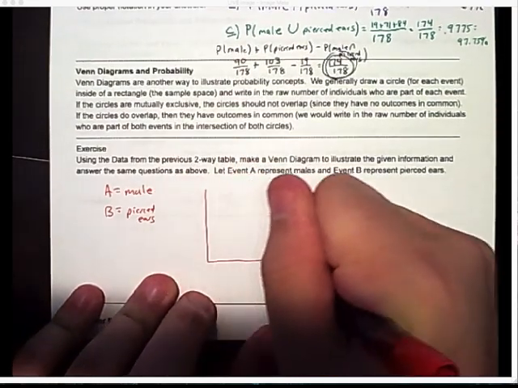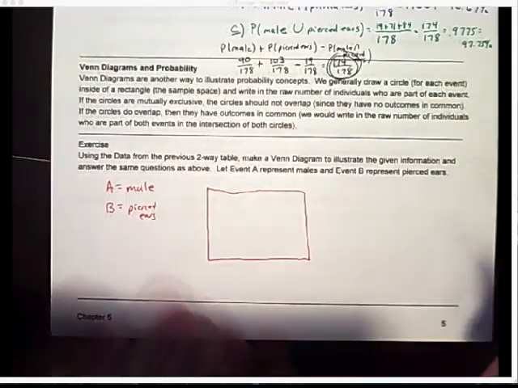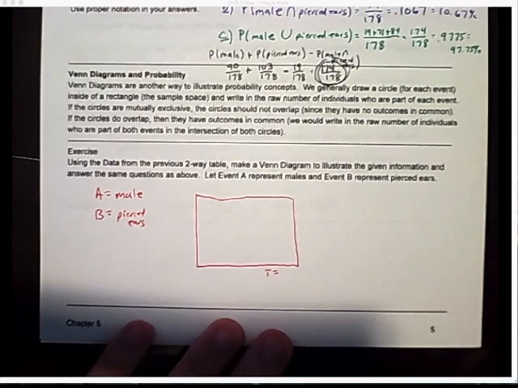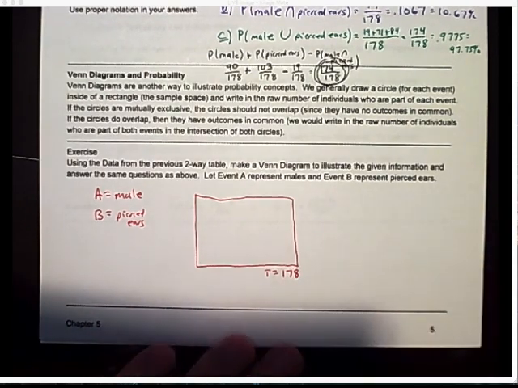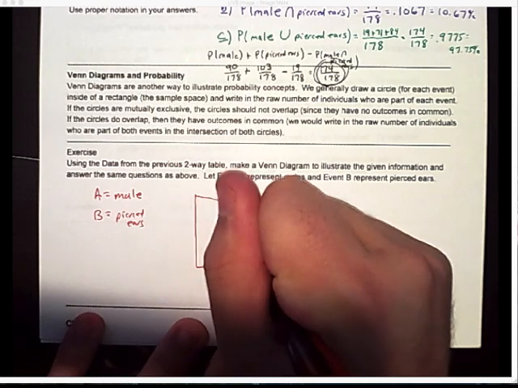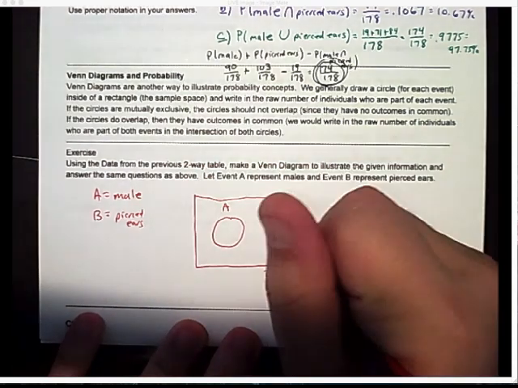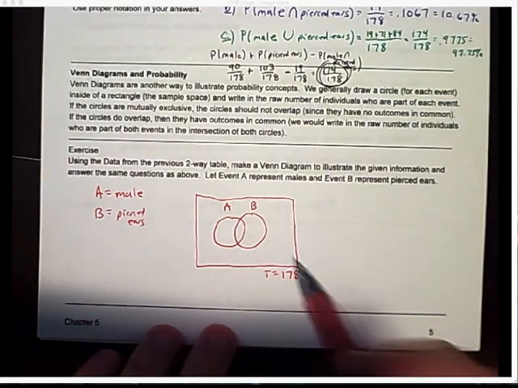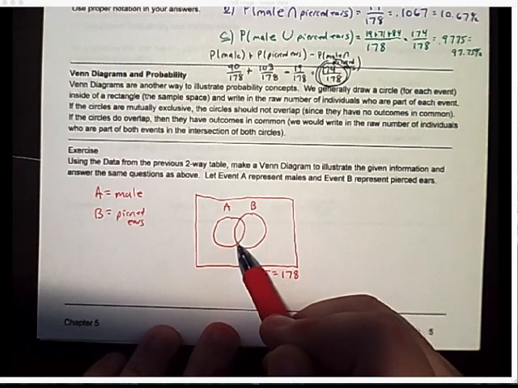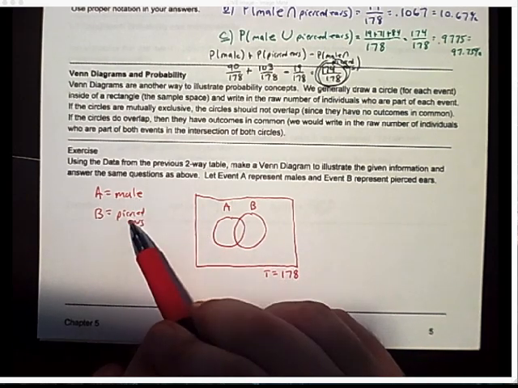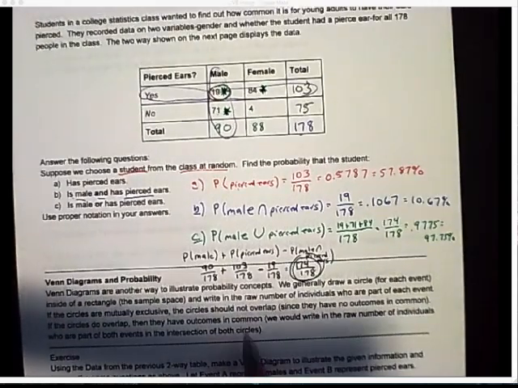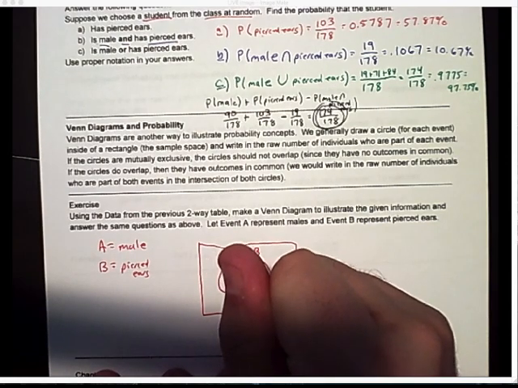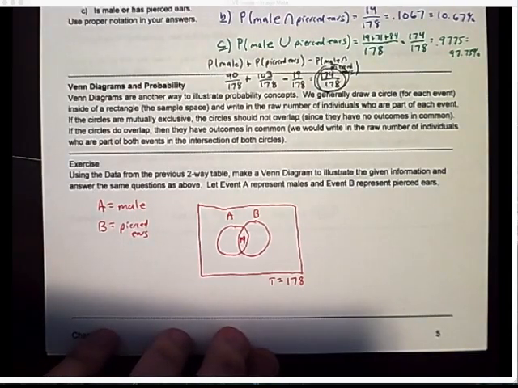All right, so I'm going to draw a box. All right, and what I like to do in my Venn diagram at the bottom, I like to give the total. So there's 178 people we're looking at. All right, so this is event A, and this is event B. So let's think about what this is. The intersection here is people that are male and have pierced ears. So looking at the information in the two-way table, that would be male and yes. There's 19 people that would go inside the intersection. So I would write 19.